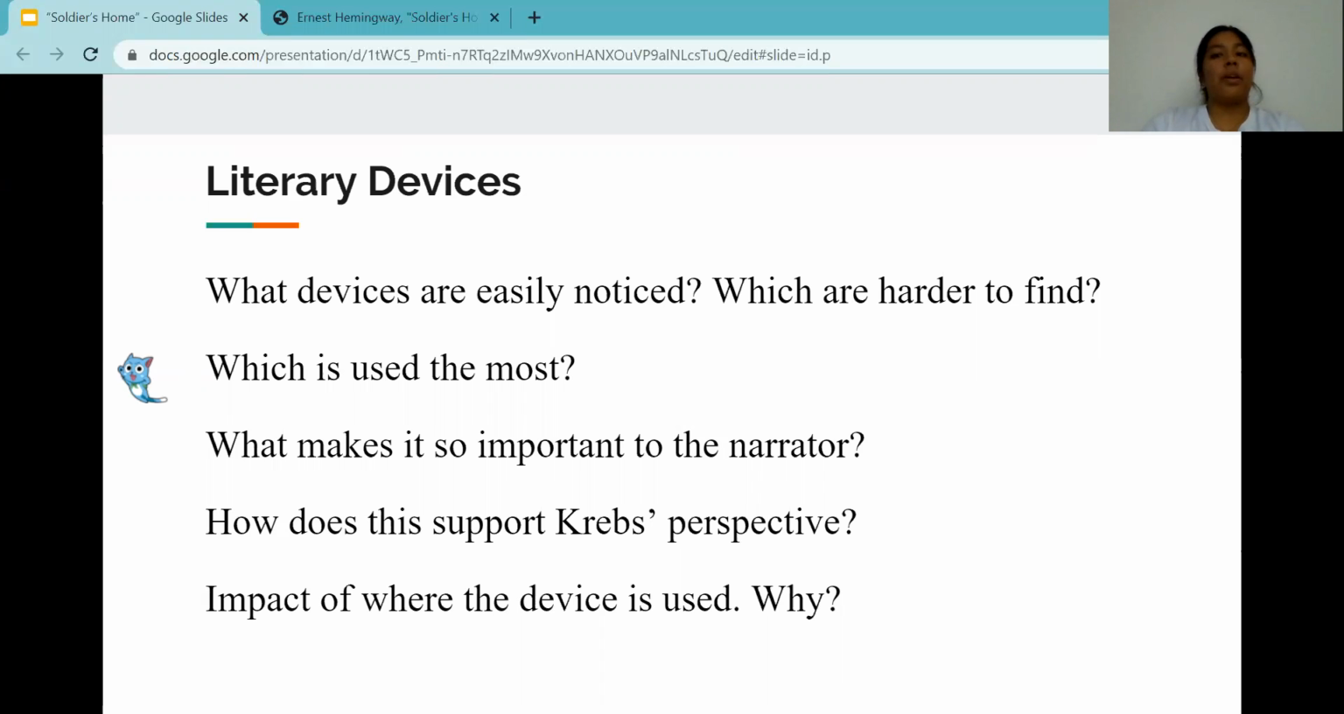How does this support Krebs' perspective? How would a war veteran feel coming back home? Lots of it has to do with feeling like an outsider, being alienated. Then that means that the narrative will probably have a very passive tone, or will probably need some repetitive ideas or thoughts that Krebs is feeling, since lots of it has to do with personal emotions and the impact of the device used.